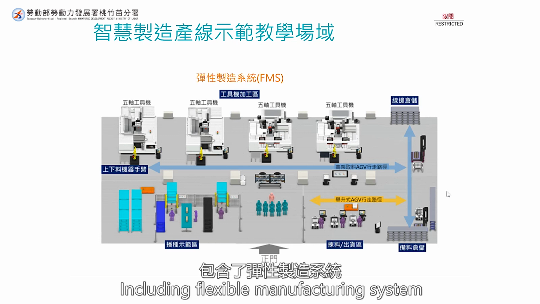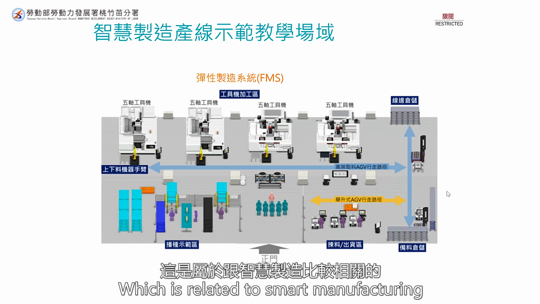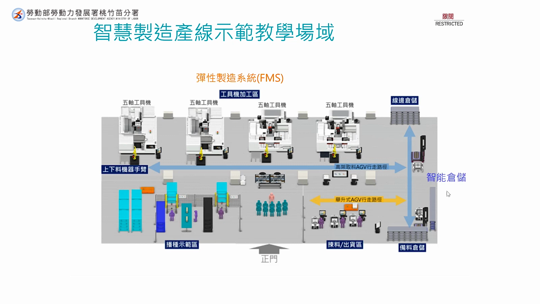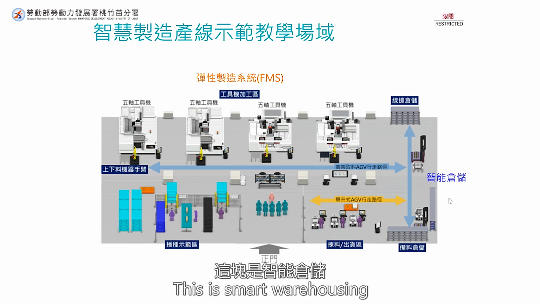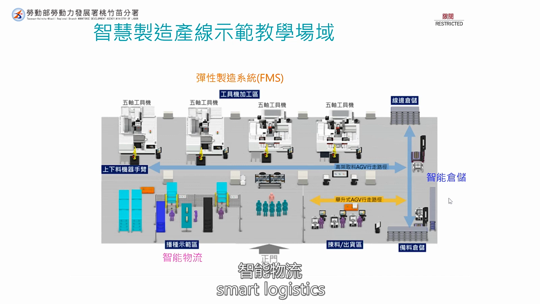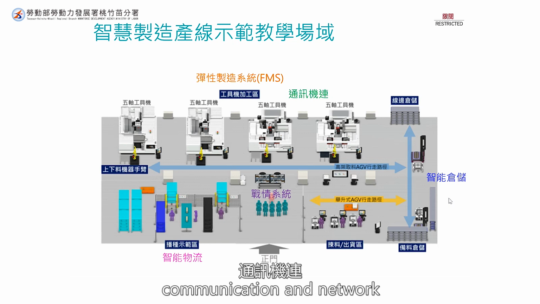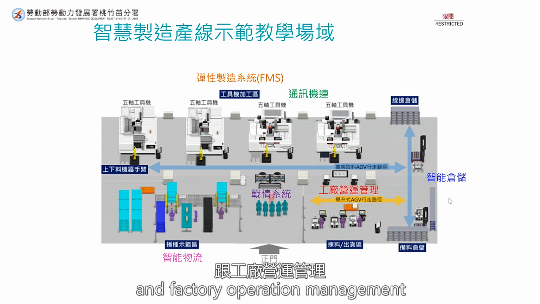including flexible manufacturing system, which is related to smart manufacturing. This is smart warehousing, smart logistics, intelligence system, communication and network, and factory operation management.